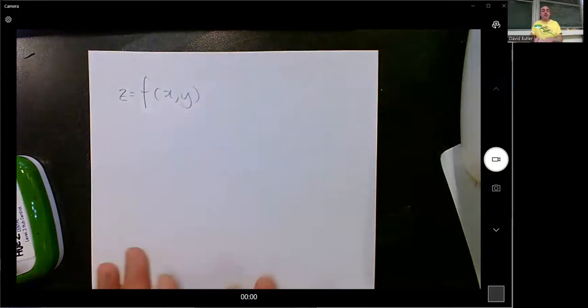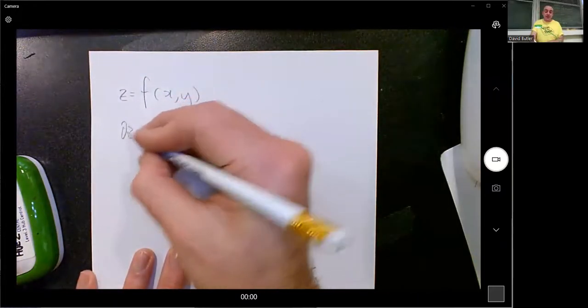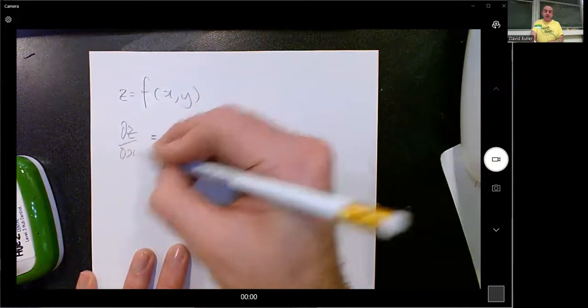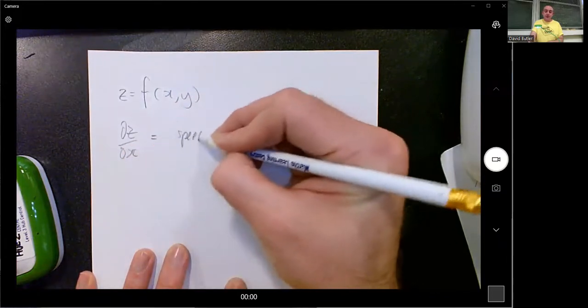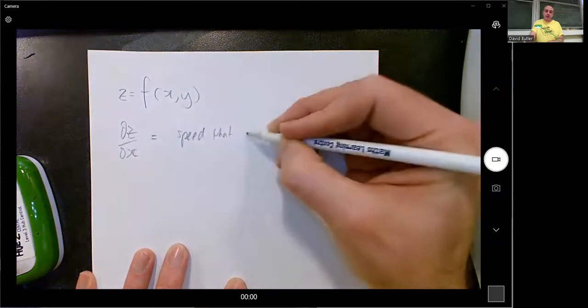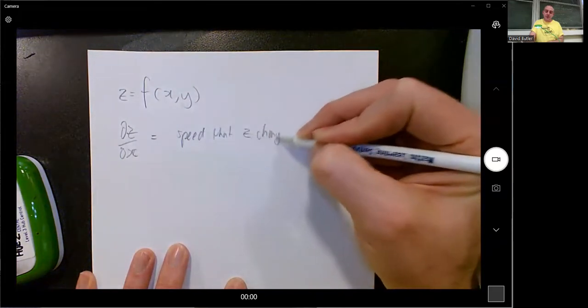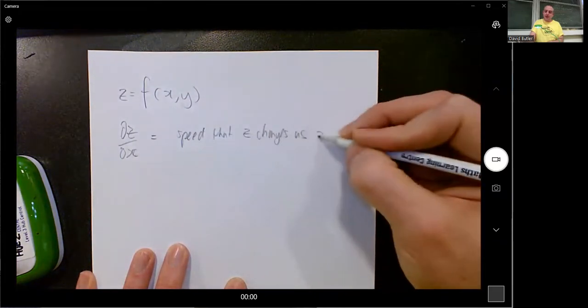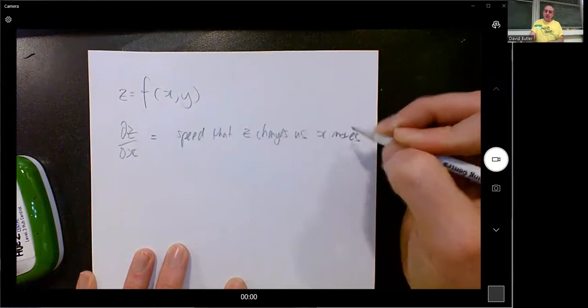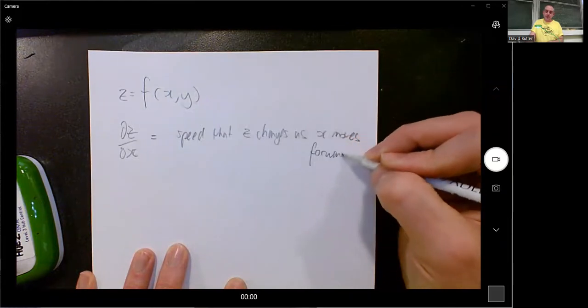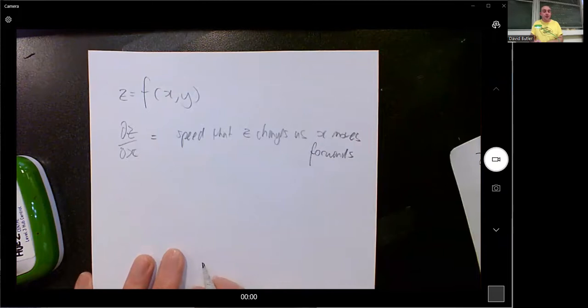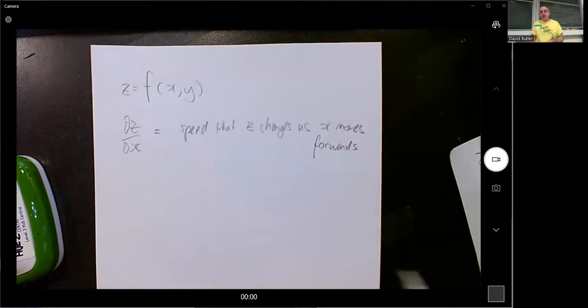So we're imagining this as the graph of a function at the moment, and then we can say that dz on dx is the speed that z changes as x moves forwards. That's what it is. And the way you do it is you differentiate this function pretending that y is constant.